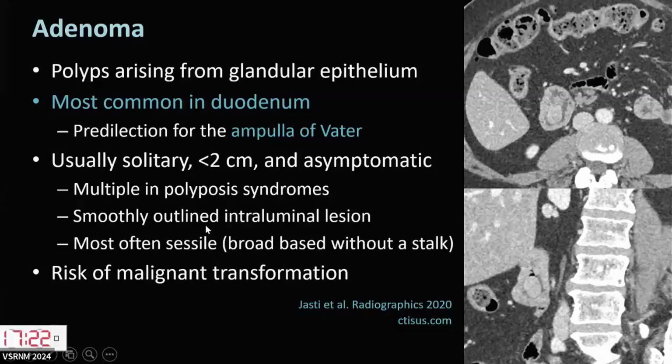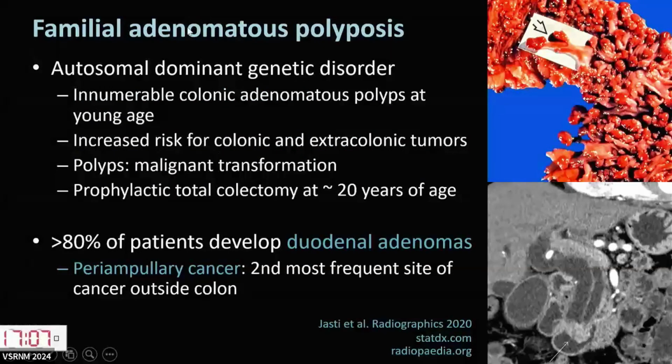It would appear as a smoothly outlined intraluminal lesion, and is most often sessile, which is broad-based without a stalk. It has a risk of malignant transformation. And in familial adenomatous polyposis, this is an autosomal dominant genetic disorder.